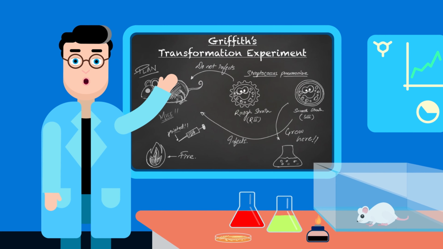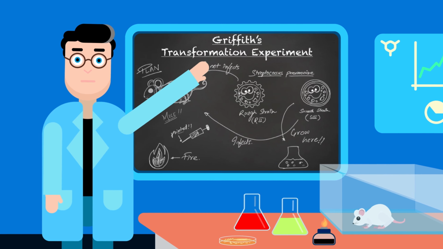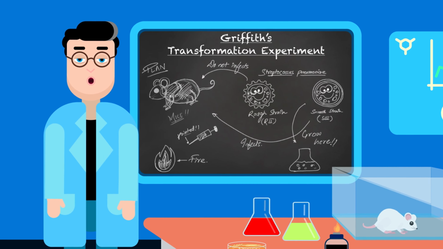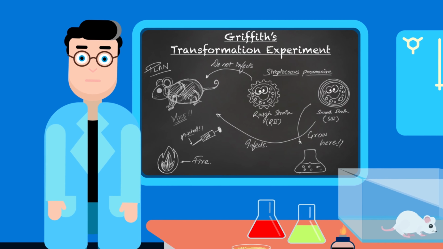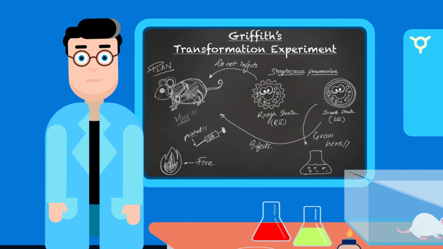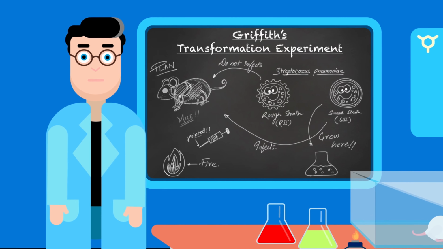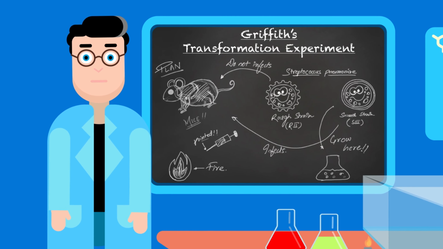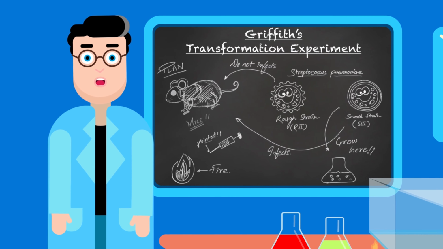In this video I am going to demonstrate Griffith's experiment, also called Griffith's Transformation experiment. This experiment was originally performed by Frederick Griffith in 1928, and by this experiment he observed the bacterial transformation process. This experiment is one of the important contributions which led to the discovery of genetic material as well.